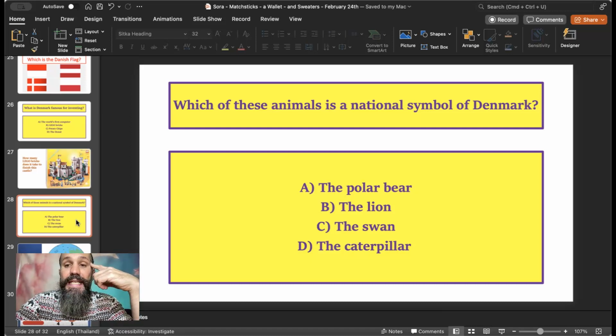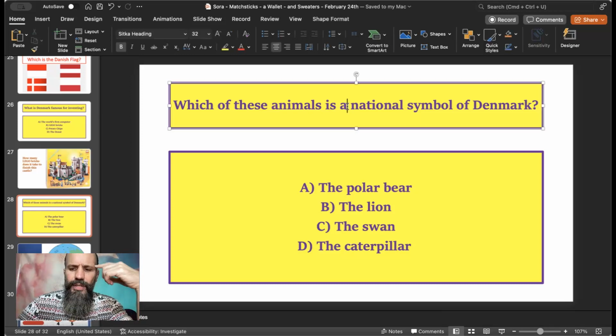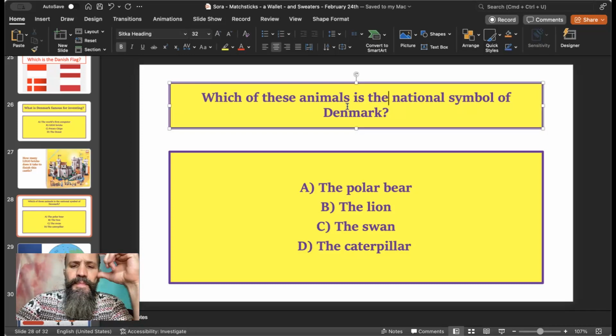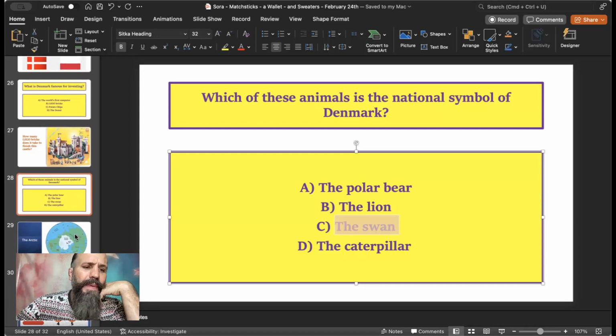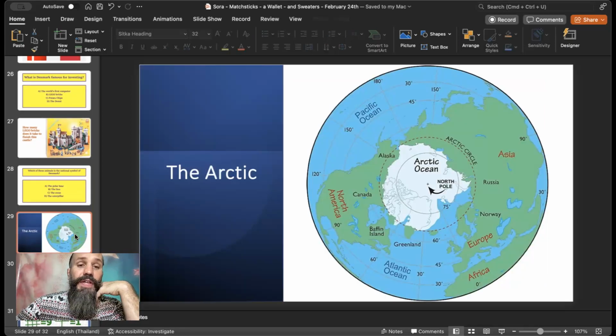Which of these animals is a national symbol of Denmark? I think I could even say the national symbol, I believe. Polar bear, the lion, the swan, the caterpillar. The correct answer is the swan. Some people said polar bear because they are familiar with one of the territories of Denmark, which is what part of the Arctic region is Danish? And the answer is Greenland. Greenland is a Danish territory, much larger.